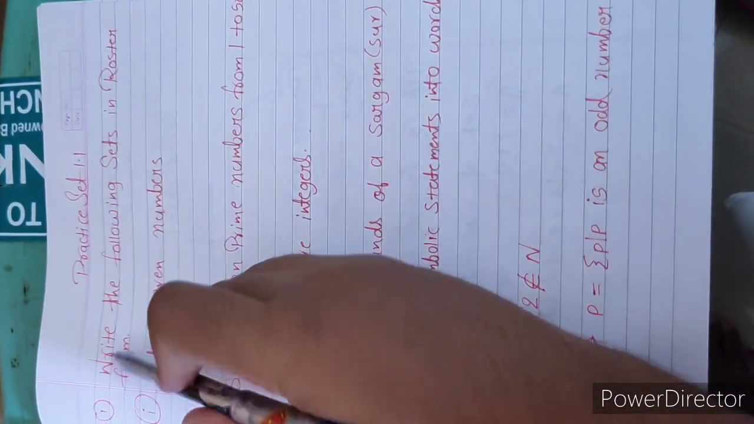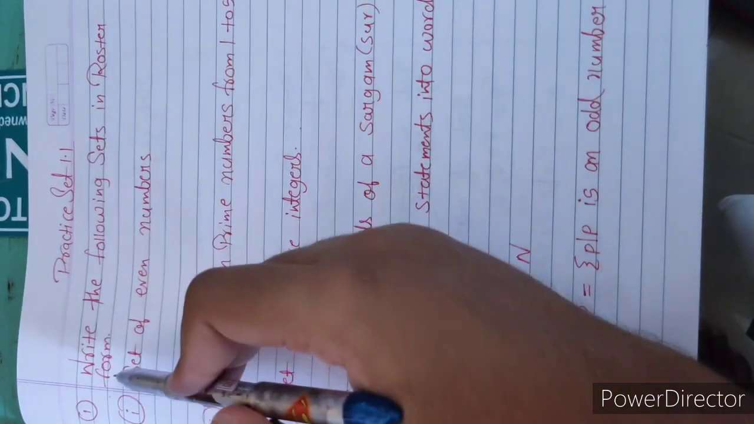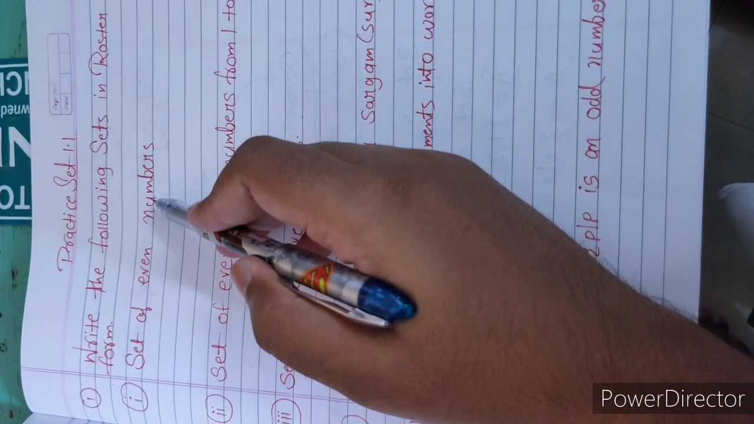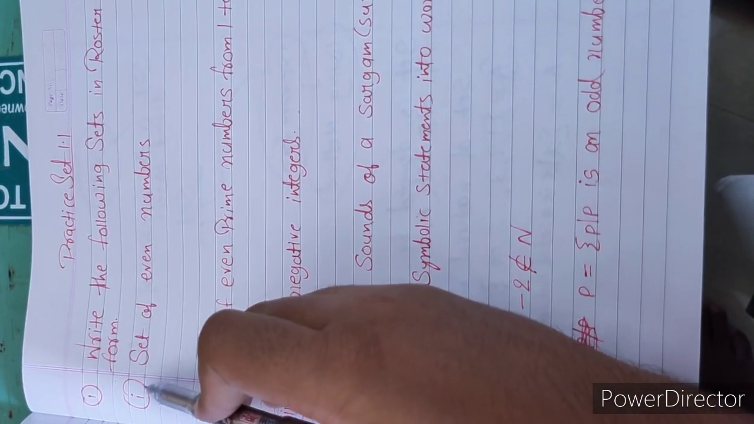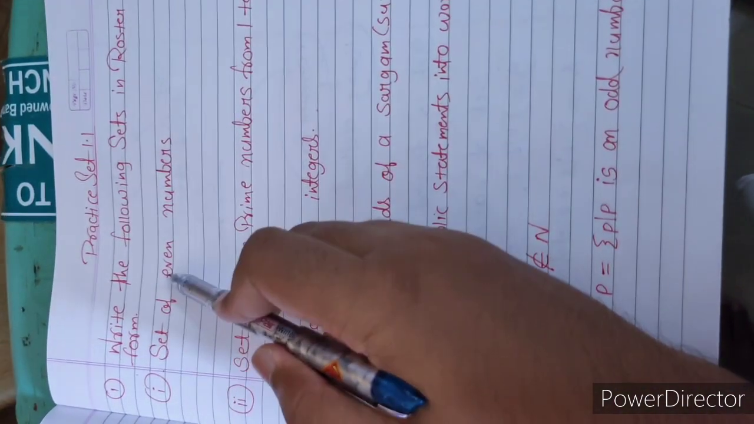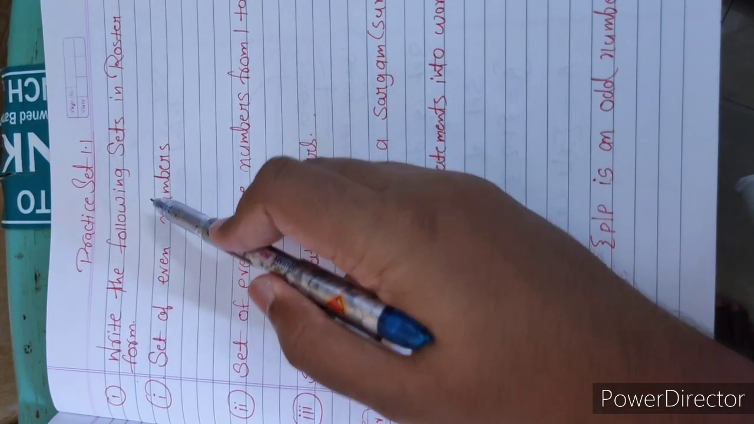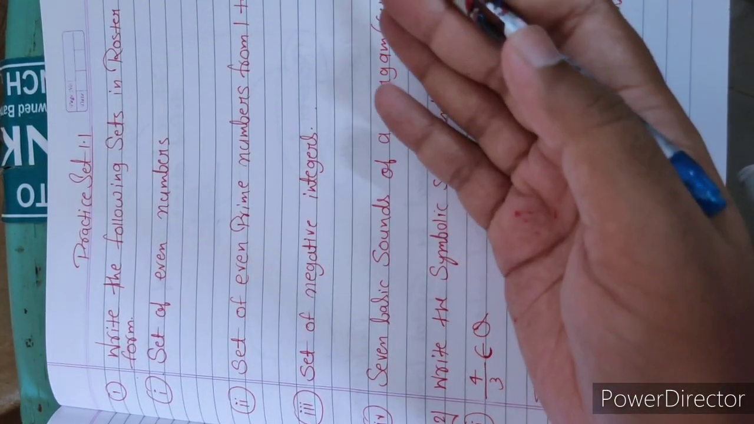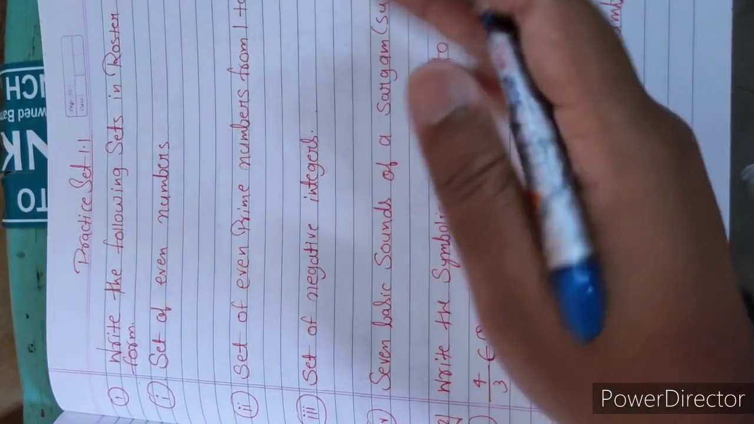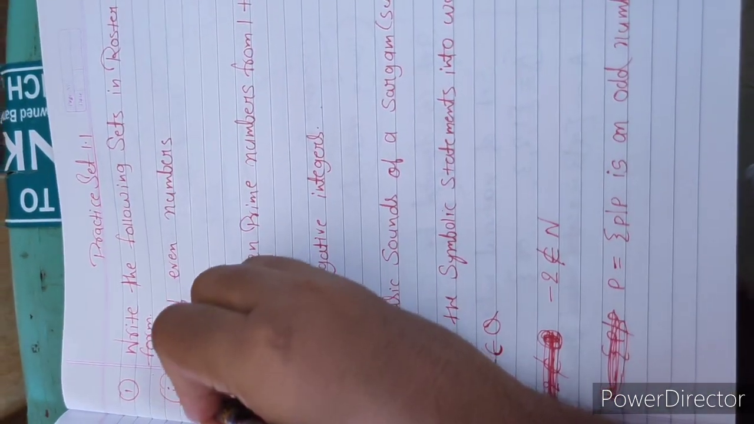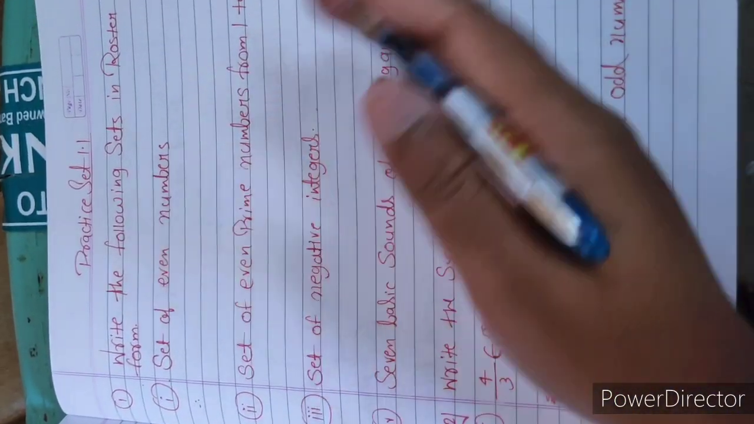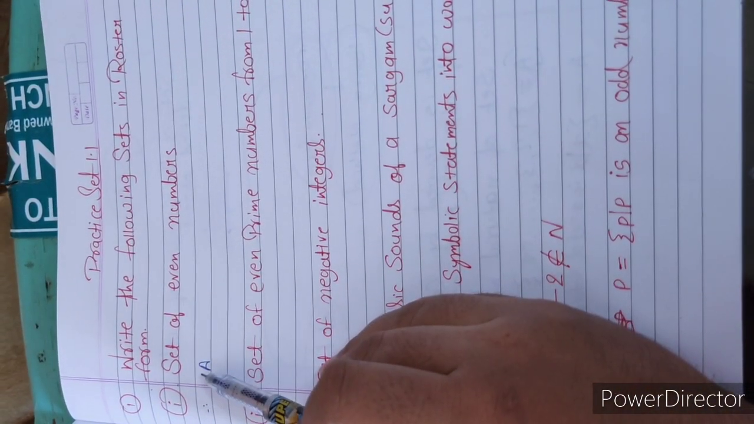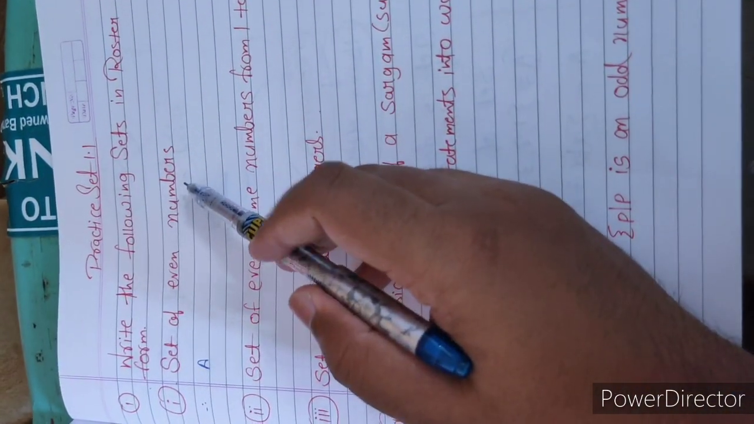In question number 1, what is given here? Write the following sets in roster form. We have to write the following sets in roster form. What is given in question 1, sub question 1? Set of even numbers. Firstly, what are even numbers? The multiples of 2 are called even numbers. It starts from 2. So we consider any alphabet from A to Z. We are considering A, the alphabet which denotes the set of even numbers.